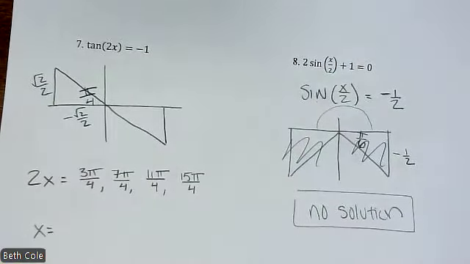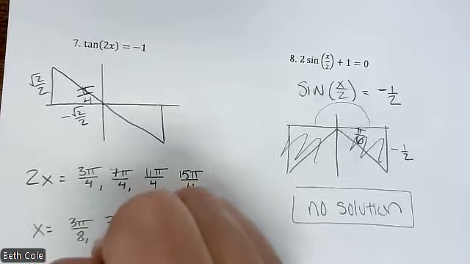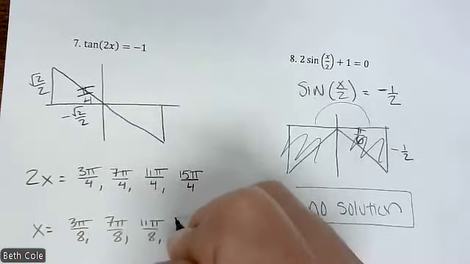And then you're going to divide by 2. They're all going to be 8s. And I don't think any of them will reduce. So you can kind of just mindlessly copy these all as 8s.